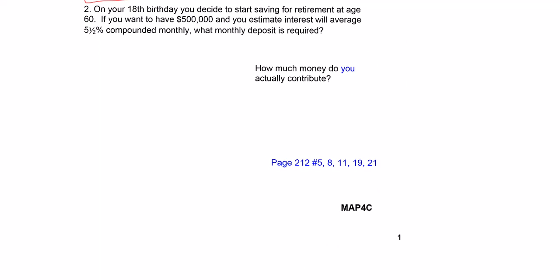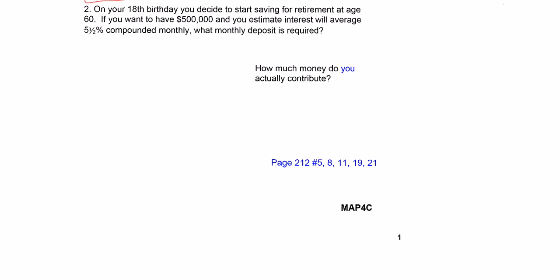On your 18th birthday, you decide to start saving for retirement at the age of 60. You want to have $500,000. You estimate the interest will average 5.5% monthly. What monthly deposit is required? Let's follow the same steps that we did before.